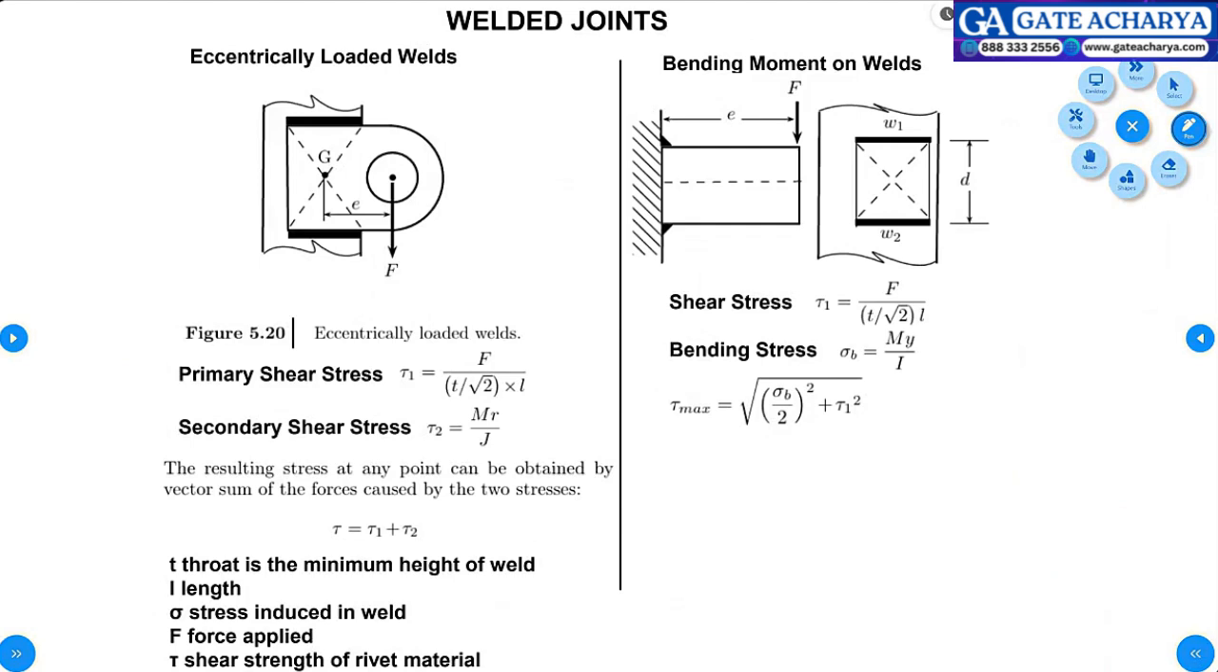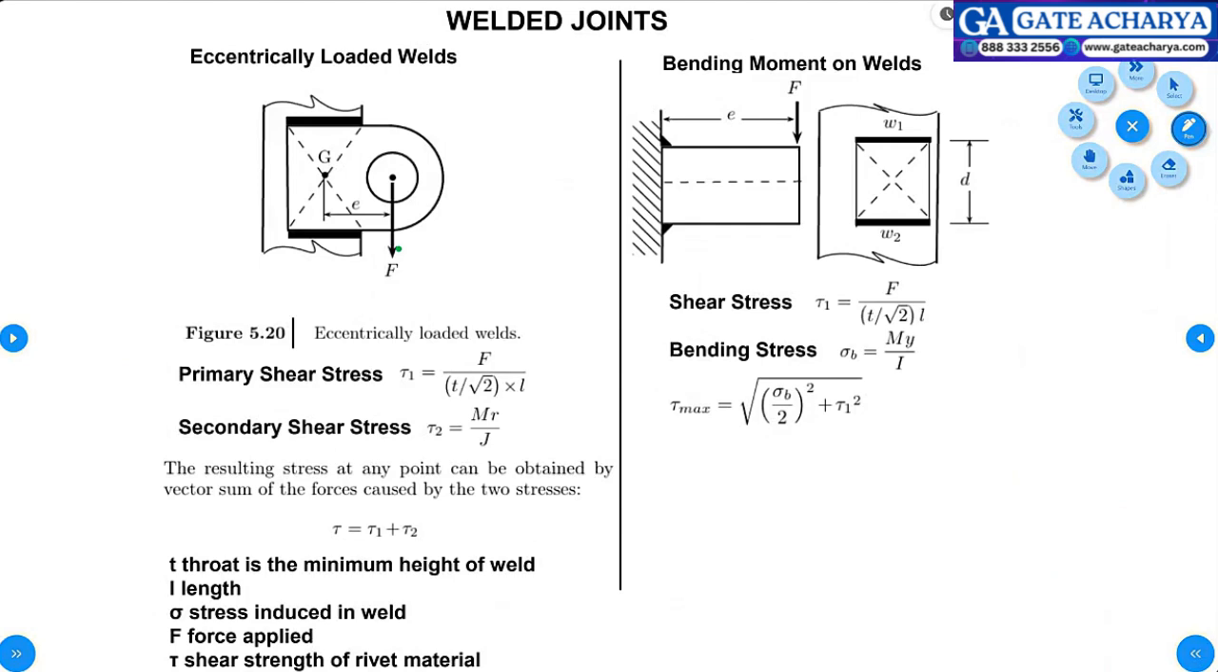What is another stress that you can come across? Can anybody say? Yeah, bending. So when you bend like this, F into e will be opposed by the shear force in these two bolts. This is clockwise, so they will give you anticlockwise. That will be an example of secondary shear.